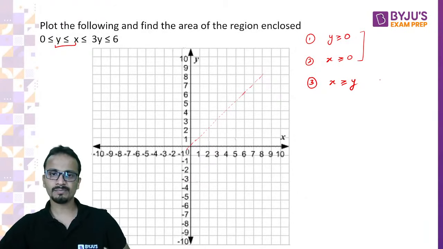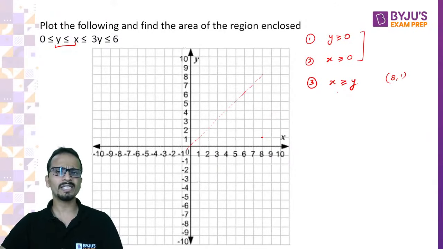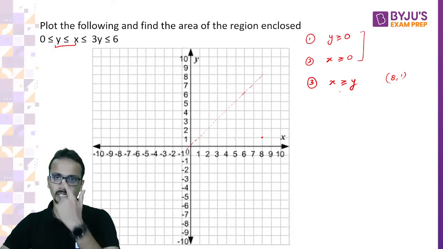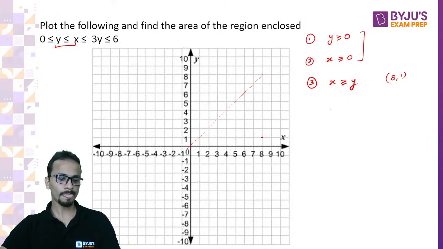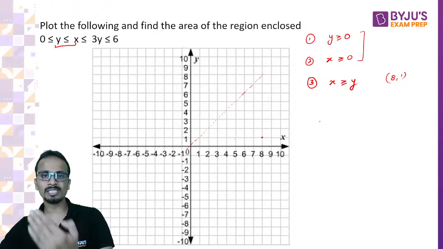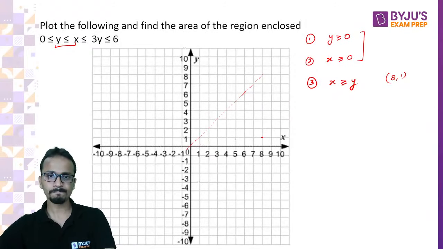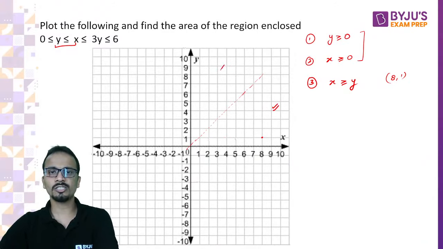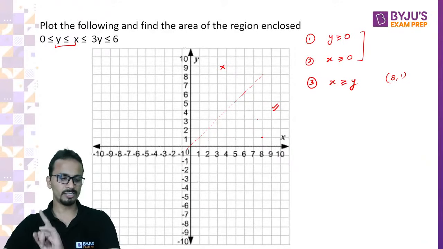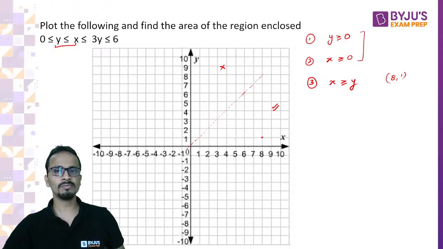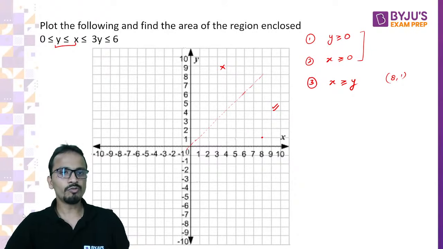Now I'll consider a point, let's say here, the point is 8 comma 1. Now will 8 comma 1 satisfy this inequality? Yes, it will. 8 is greater than equal to 1. So the region which is lying below this line will be considered. So the region which is this one, not this one, will be considered. Okay, good Vicky, you're saying below. All right, now let's move forward and look at the next part.